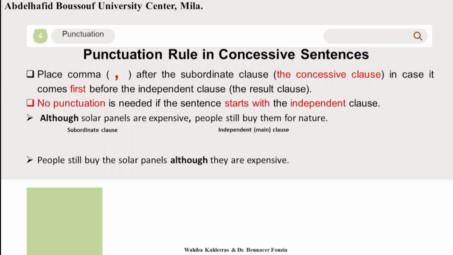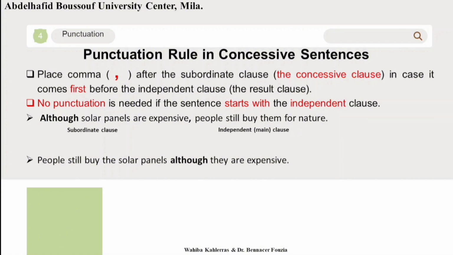In concessive sentences, we have to place a comma after the subordinate clause, which is the concessive clause, in case it comes first before the independent clause. We have example 1. Although solar panels are expensive, I have to put a comma here because we have "although" at the beginning of the sentence and the subordinate clause comes first in the whole sentence. The independent or main clause comes second.